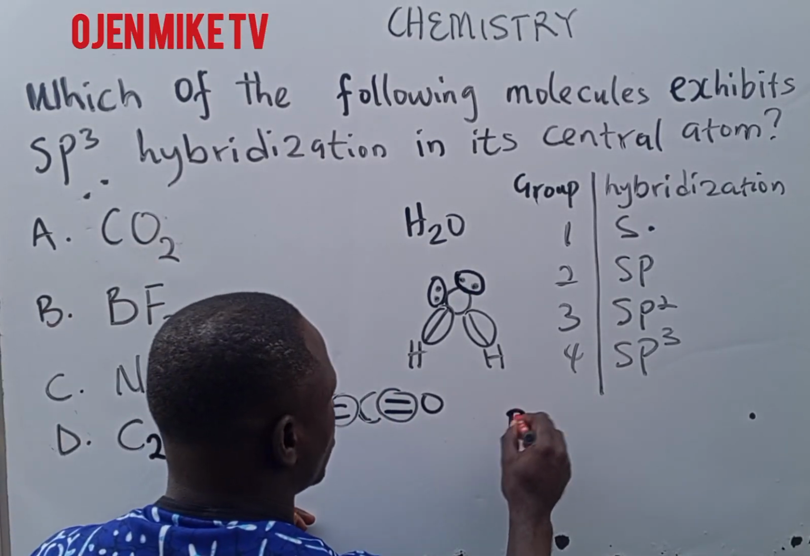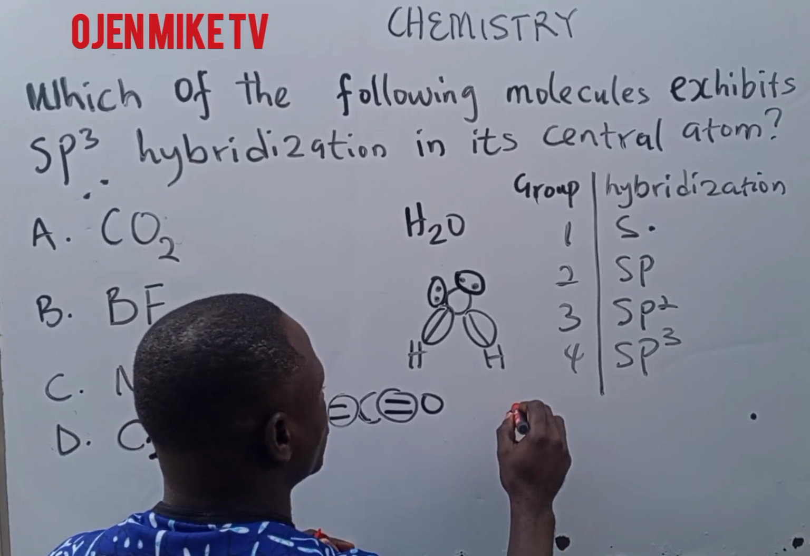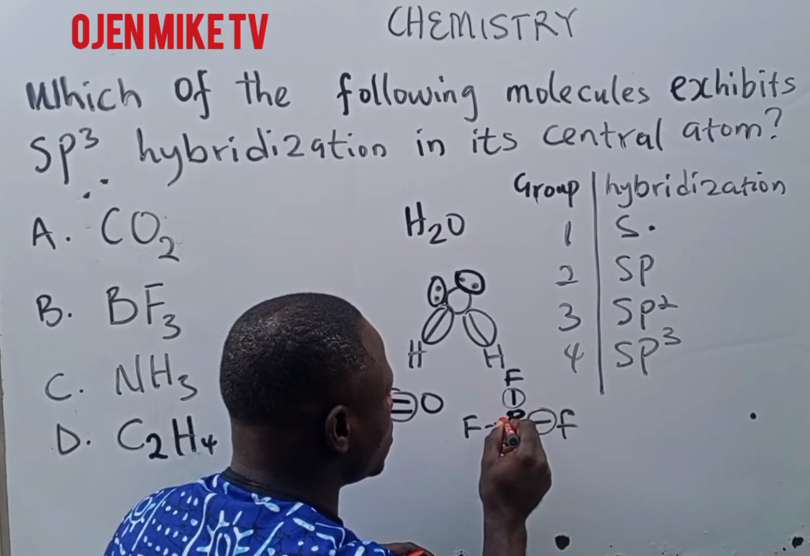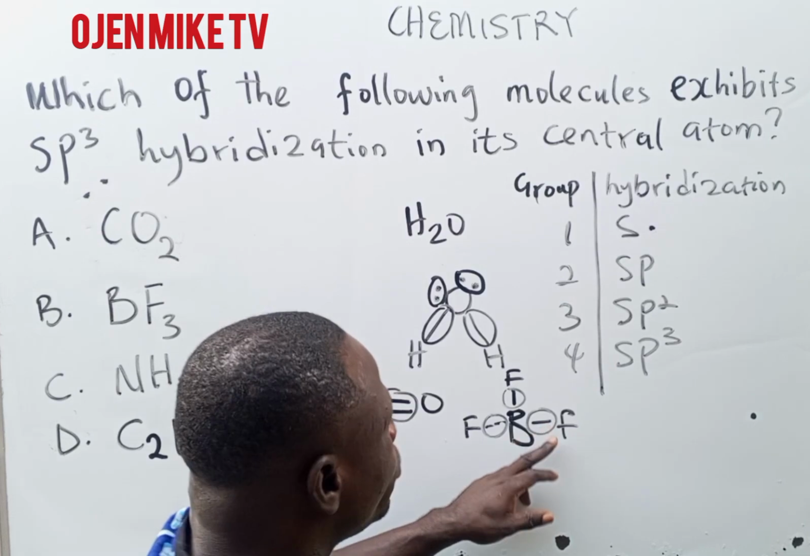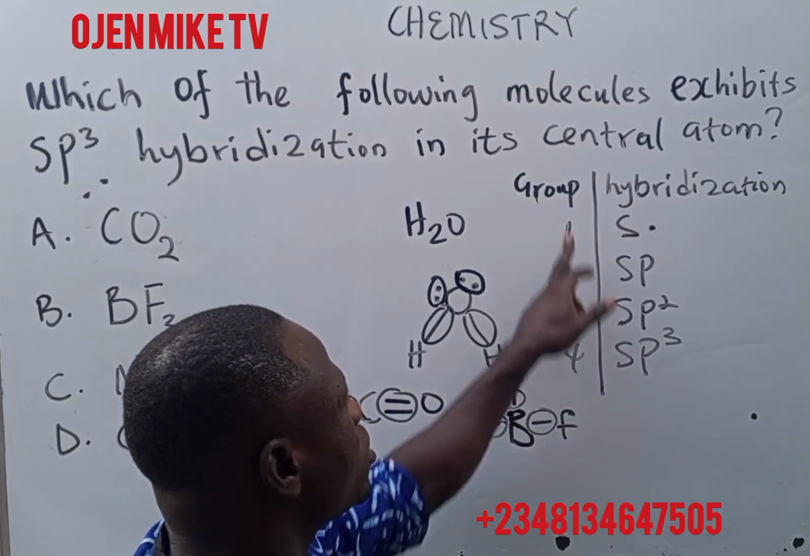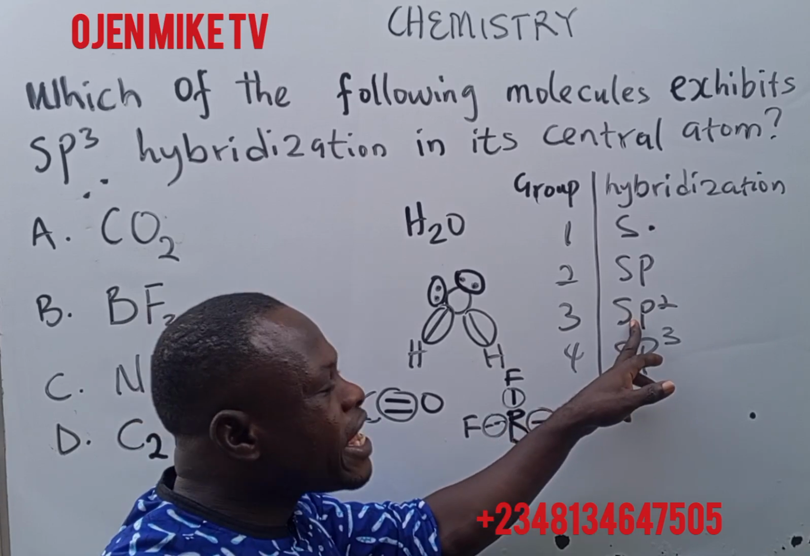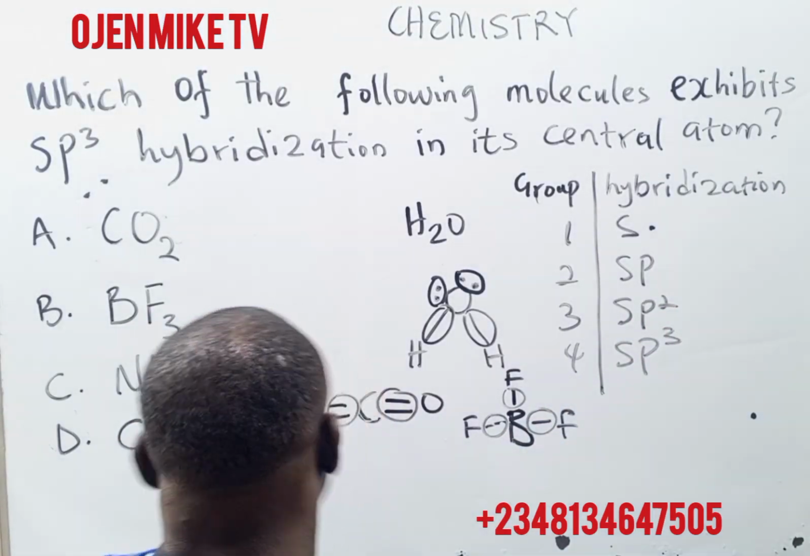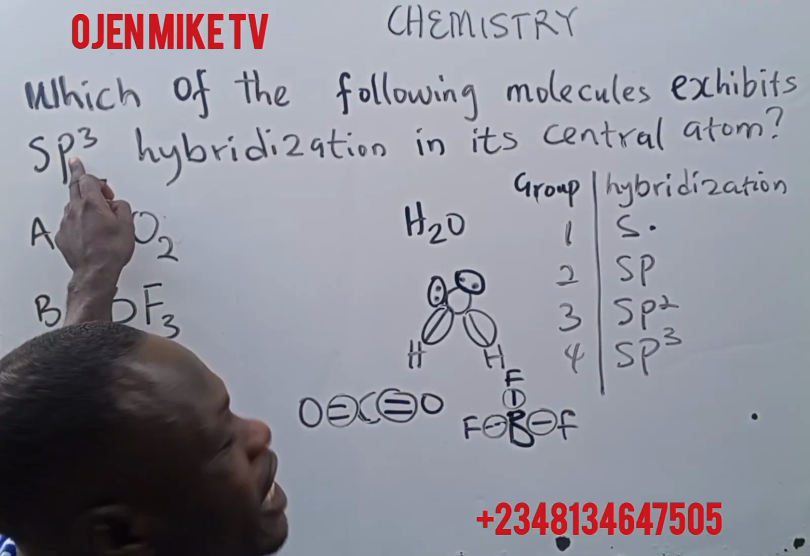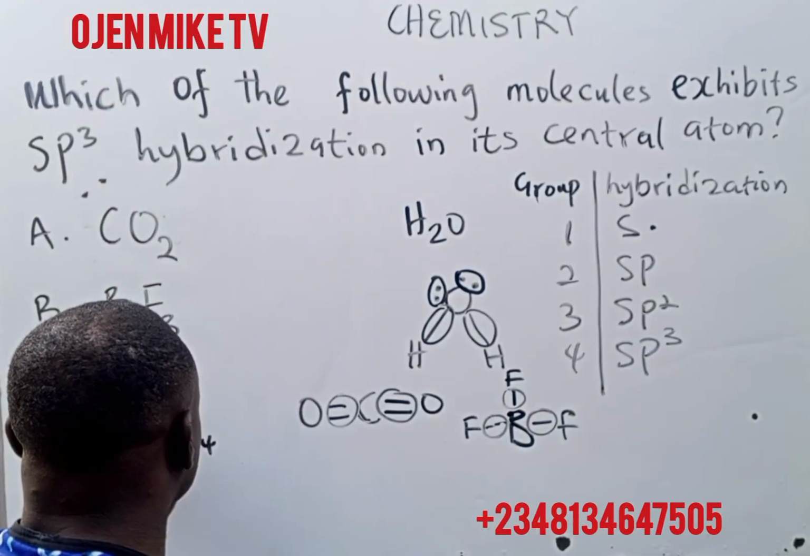We have boron here connected with 1, 2, and 3. So 3 bonds, that is, 3 groups. So this one is sp2 hybridization. Now we are looking for sp3 hybridization. Let's go to this one.